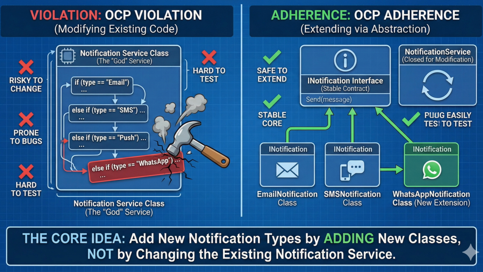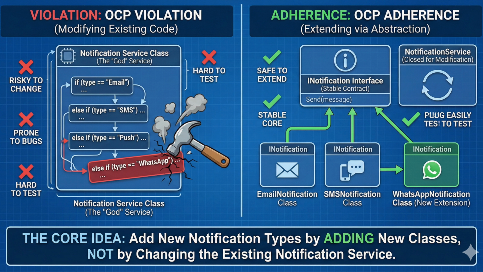This approach is risky to change, prone to bugs, hard to test, difficult to maintain, so this clearly breaks OCP, because we keep modifying existing working code. Now look at the right side. This is OCP done correctly. Here, we design the system using abstraction. We create an interface called iNotification which defines a stable contract, like a send message method. Our notification service becomes closed for modification and depends only on this interface.